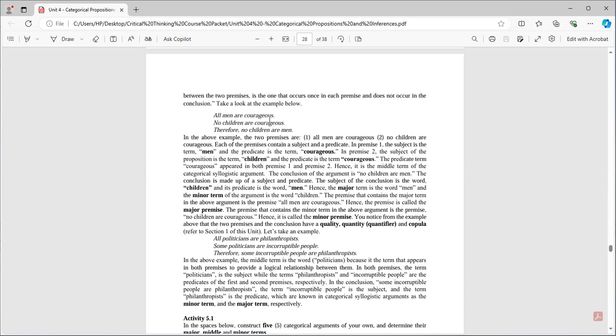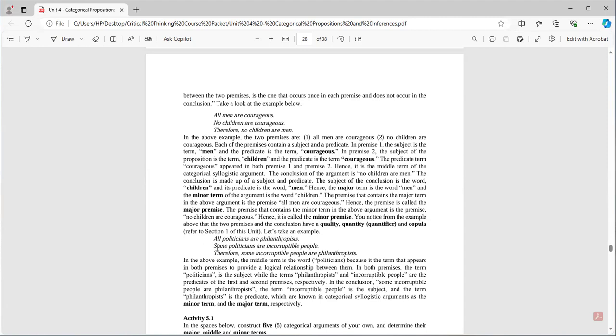So we have all politicians are philanthropists. Some politicians are incorruptible people. Politicians is found in the first premise. It is found in the second premise. The one that is common between them does not come in the conclusion, and your conclusion must start from the quantity of the second premise. All politicians are philanthropists. Some politicians are incorruptible people. Therefore, some incorruptible people are philanthropists.